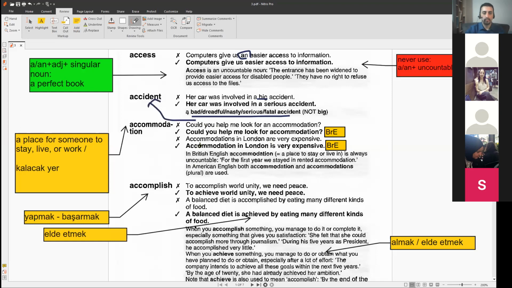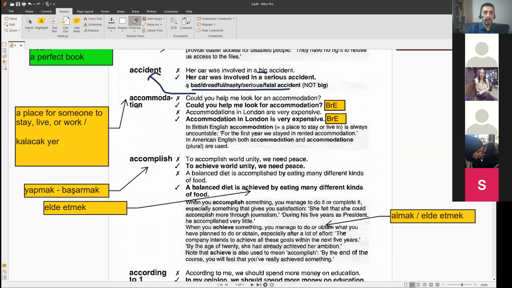Thanks so much, Nuray. Next one, accommodation. What is the meaning of accommodation first? Accommodation means a place for someone to stay, live, or work. In Turkish, you say kalacak yer. Yes? So a person, one of you, please read this part.